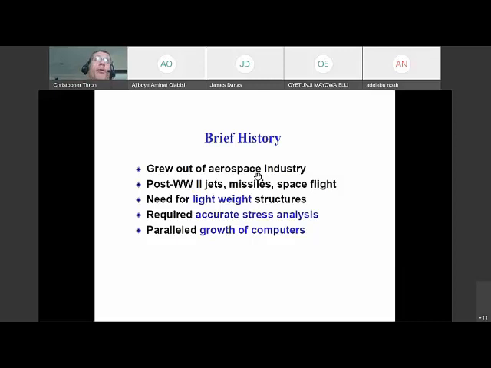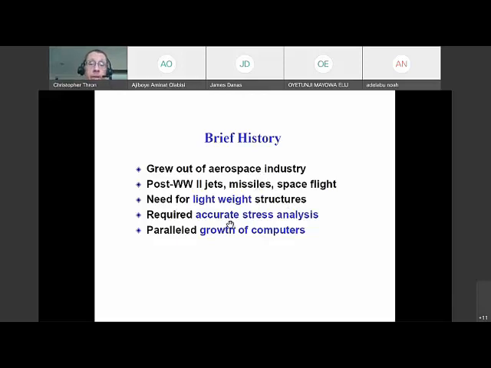Of course, when you have an airplane, it's very important to know the stresses and the forces involved, because if you are 10,000 meters up in the air and your airplane suddenly breaks, that's not a very good situation. So you do need to have a very exact idea of the stresses and forces involved.